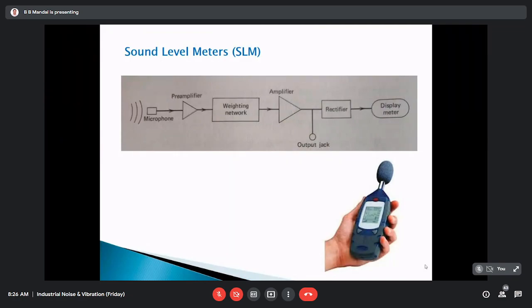So from the weighting network, now it is filtered. After that, for further processing, because it goes through a number of circuits now, we need further amplification here. So it goes to another amplifier. Because now we'll go for, you can record it from here, output jack.